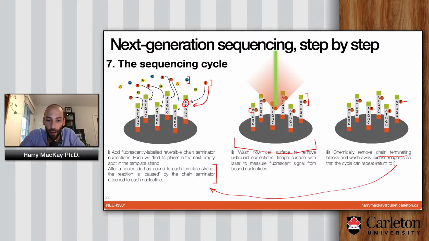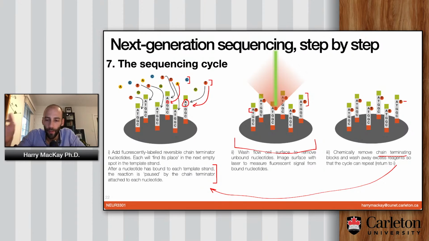So after the T is bound, what comes next? Well, whatever is complementary to T, so that would be an A. So the next base that's going to be binding is an A. So you let the A bind. When the A binds, it stops the reaction because it's a reversible terminator. Then you image it again, and what you'll see instead is the fluorescence coming from the A, not from the T. So you'll get a yellow signal, and then you say, okay, so first we had a T in this spot. Now we've got an A.